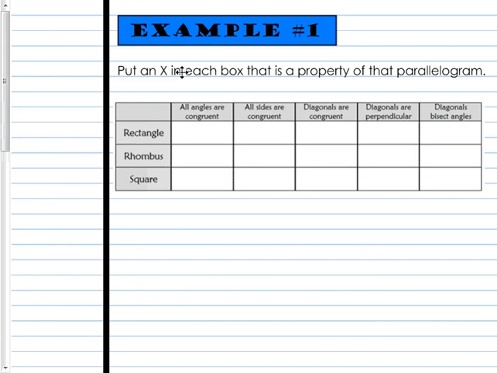So I want you to take a moment and try to fill out this box the best that you can. Okay? Put an X in each box if it's a property of that parallelogram. And you can refer back to those properties that we just filled in at the top.